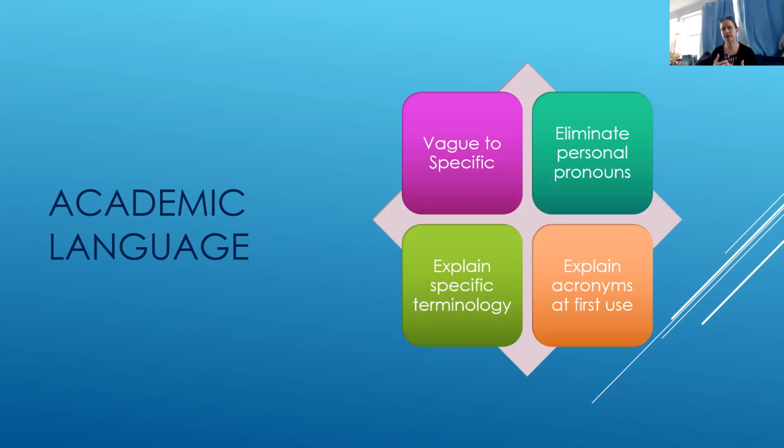Academic language is really where you're going from something vague to something very specific. You're also, with academic language, going to try and eliminate personal pronouns. Now, there is a time and a place for them in academic writing, and you're going to have to decide if this is the time and the place, or if that's something that you should be leaving out. Yes, I know, I used a lightning bug word. Typically for academic writing, we leave out the personal pronouns. I, me, my, you, we, us.